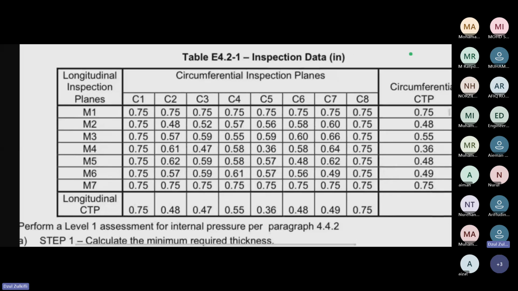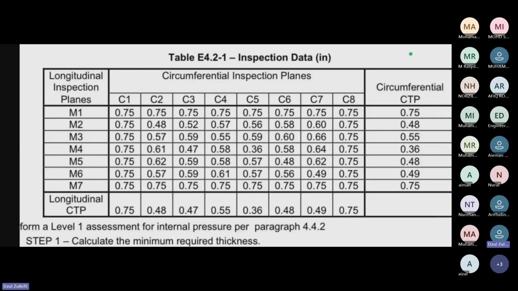Okay, so we have here an example of the data, and this is very beautifully plotted. So you have the planes, they call it the C plane and the M plane, and for each of the planes you have the thickness. So this is nothing, I would say, out of the box, so to speak. You can see in the middle, the intersection of M4 and C5 is your lowest point, 0.36 inch measured. And then as you can see here, the perimeter, meaning the outer edges of this grid, is all 0.75.